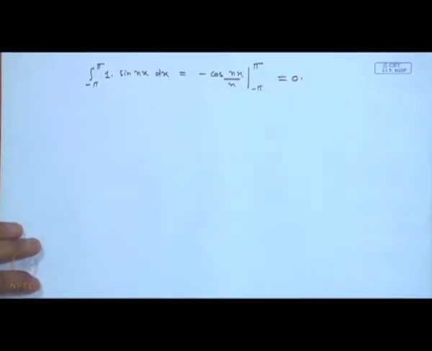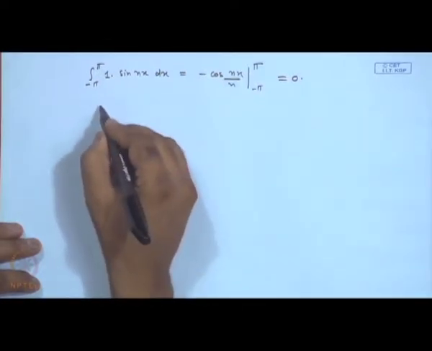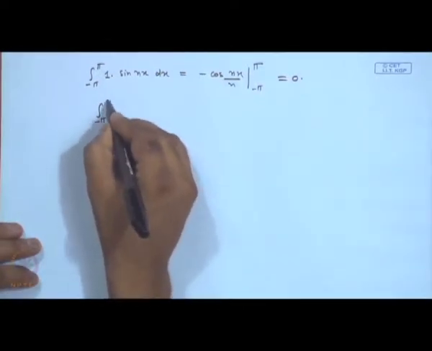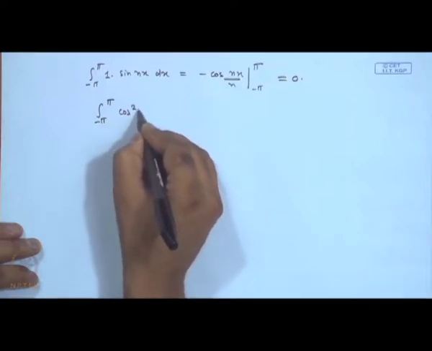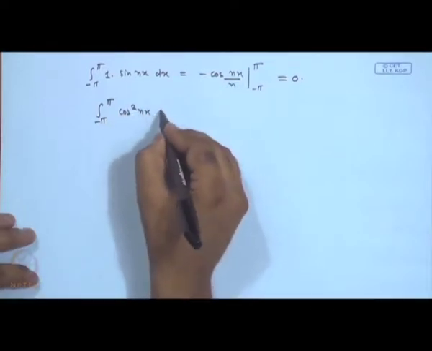Let us see what will happen if we take the same functions from that system, that means the integral from minus pi to pi, and if we take cos square nx. So, cos nx and cos nx, the product.